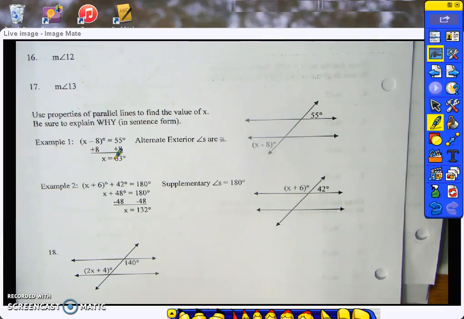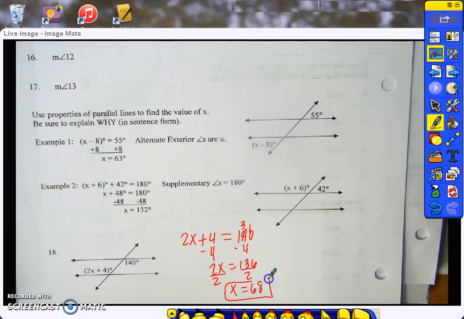So for 18, these two are alternate interior angles, which means they're congruent. So the value of 2x plus 4 is equivalent to 140. We subtract 4 from both sides and get 140 minus 4 is 136. Divide by 2. x equals 68. So when you have expressions, you look and see, are they congruent or are they supplementary?